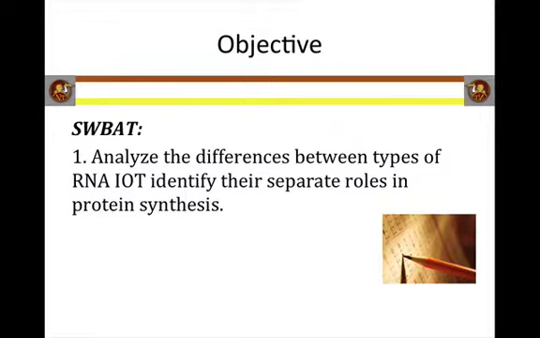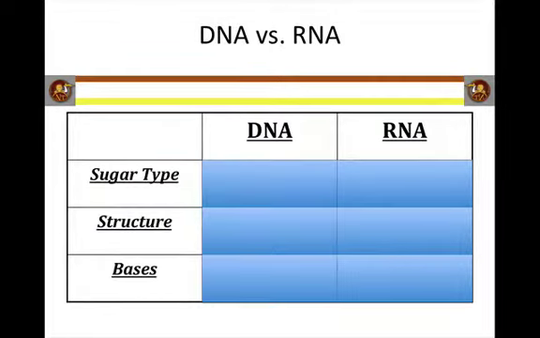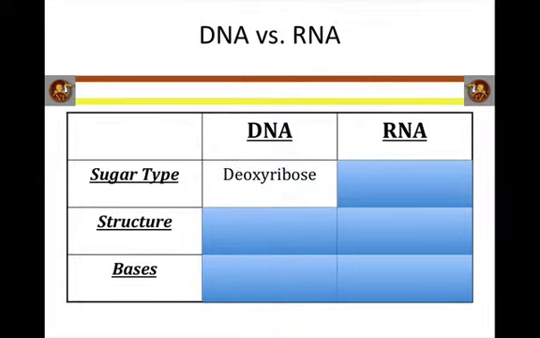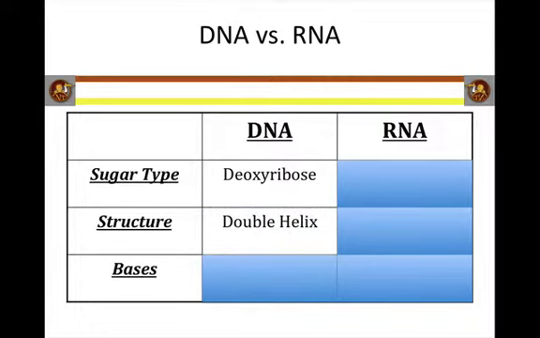We're going to start out by comparing DNA versus RNA. So we've talked about DNA already. We know the sugar type is deoxyribose. Remember that ose is a carbohydrate, it's a sugar. The structure is a double helix, it's double-stranded, it's like that twisted ladder. And the bases are A, T, C, and G. So we've covered that pretty thoroughly in class, and you've already taken a quiz on it. And we're moving on to RNA, which is a little bit different than DNA.